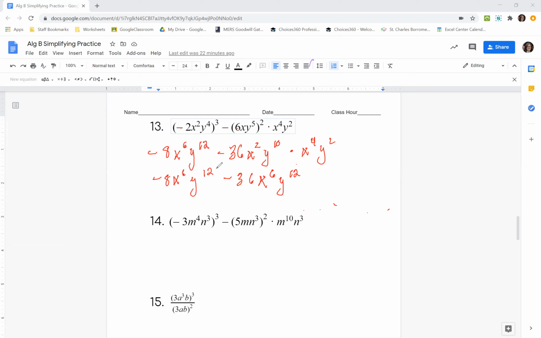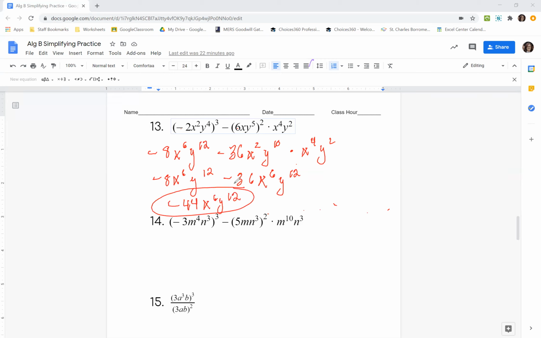Okay, now I can do the subtraction. And the only way you're going to be able to combine these is if they're like terms. I see that they do have the same variables raised to the same exponents, so I'm going to be able to subtract them. -8 combined with a -36. Okay, you add those values together and you get -44 x to the 6th y to the 12th.